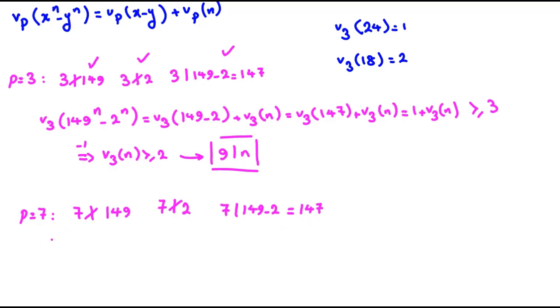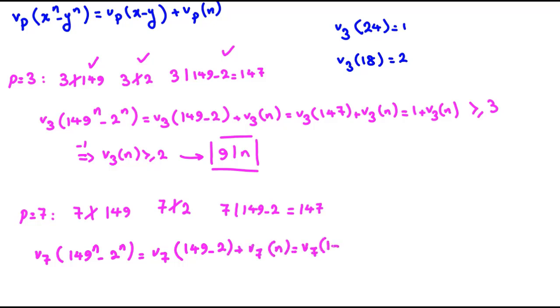So V7 of 149 to the n minus 2 to the n equals V7 of 149 minus 2 plus V7 of n. It will be V7 of 147 plus V7 of n. 147, as I said, is 49 times 3, so the power of 7 is 2 plus V7 of n.